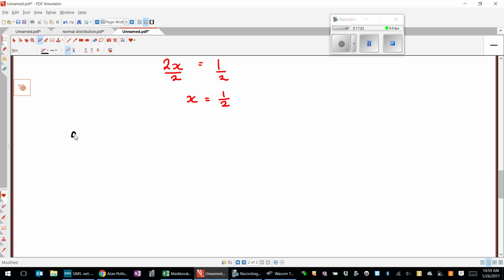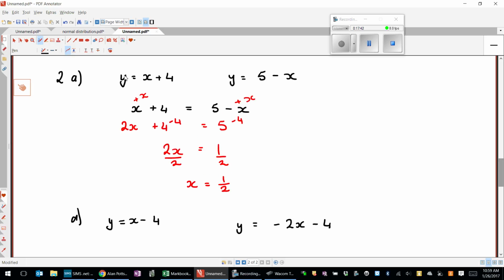Okay, so part D. So we've got y equals x minus 4 and y equals minus 2x. By the way, I didn't do the y. Don't forget to do the y in your exam. Would you like me to do the y in this previous one? Okay, before I move on.